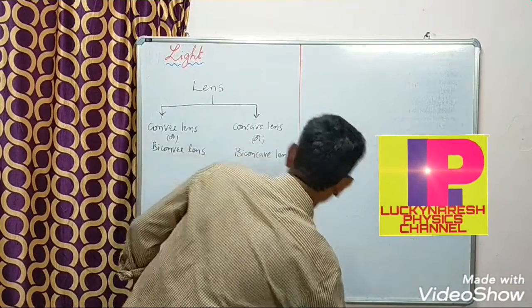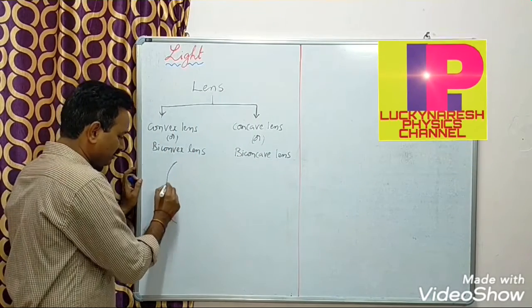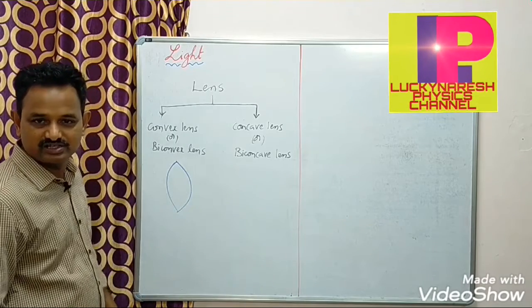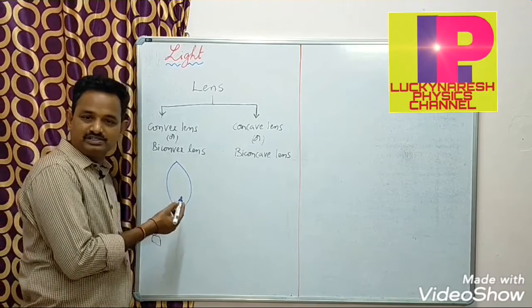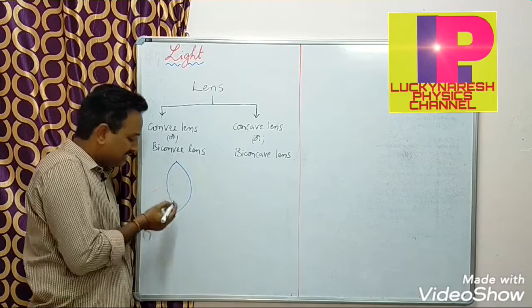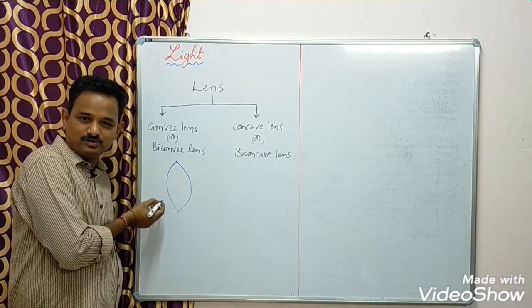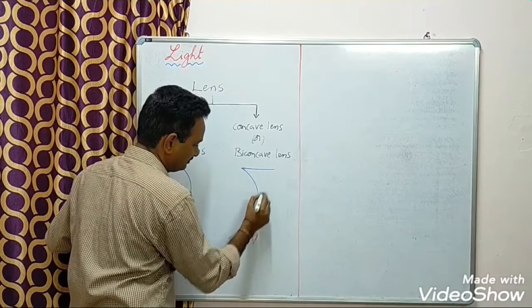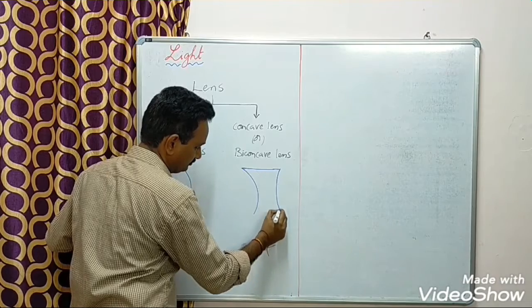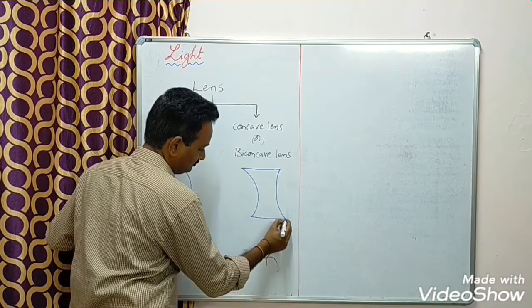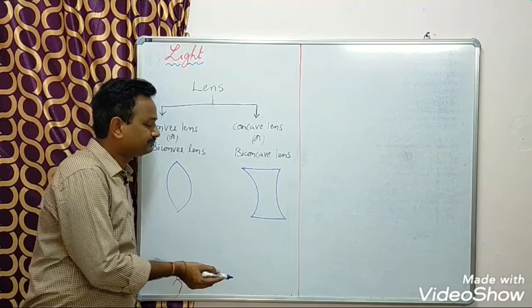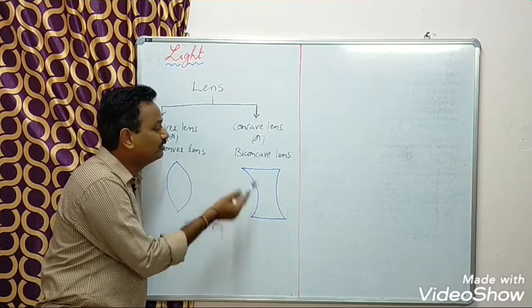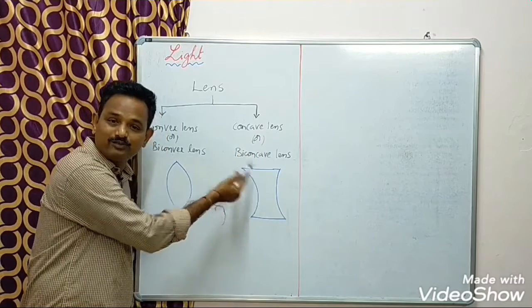Look at here. Convex lens. See, it is a convex lens. What is convex lens here? A lens which is thinner at its edges and thicker at its middle is called convex lens. And what about concave lens? See, concave lens. A lens which is thicker at the edges and thinner at the middle is called concave lens or biconcave lens.